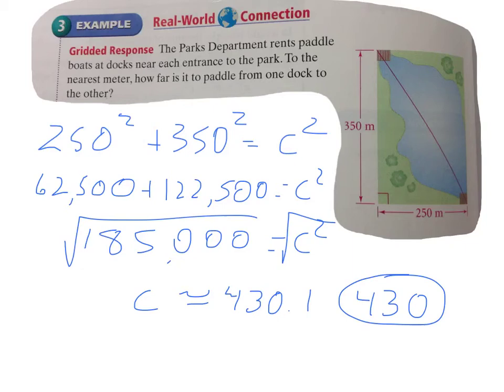Hopefully you would agree, if you just left that answer in simplest radical form, you still wouldn't know how far it is between the two docks. An approximate answer on this problem is much more useful. If you said, well, it's 81 times the square root of 13 meters, no one would really know how far that is. But when we say 430 meters, well, we know it's a little bit further than once around the track out there.